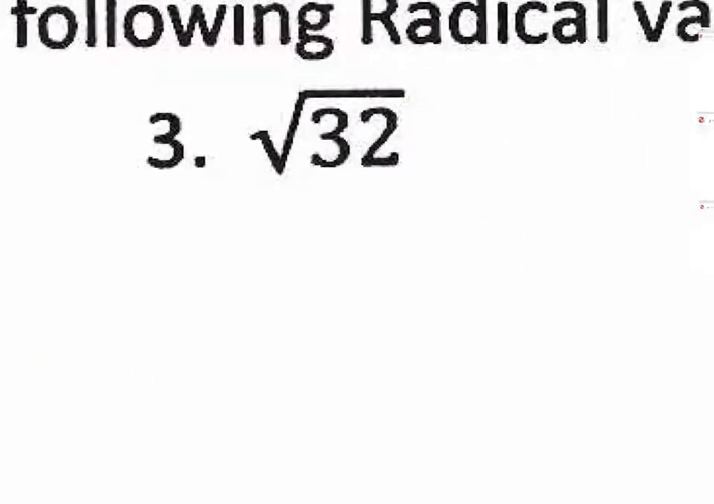Number 3, the square root of 32. I need a perfect square number in there. It would be nice if instead of 32 it was 36, but it's not. So I need to get a perfect square number in there. So what am I going to rewrite this as?